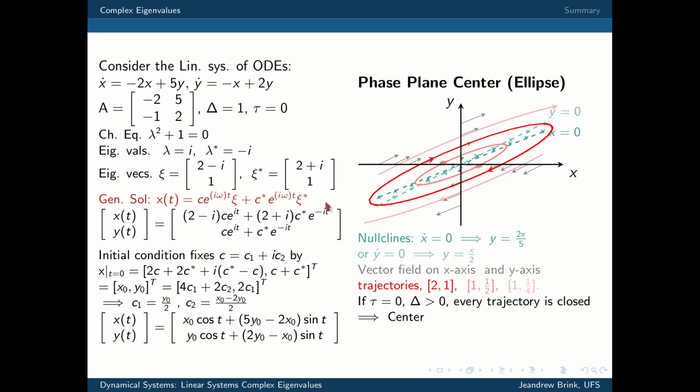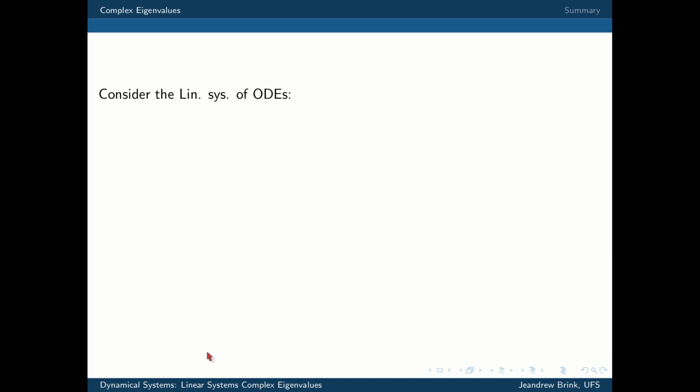You basically can follow exactly the same method as what you did for real eigenvalues, just at the end ensuring that you actually get a real answer by substituting in the initial conditions to find the real and imaginary components of your constants that you are using to describe the real solution. Let's now have a look at the next example.